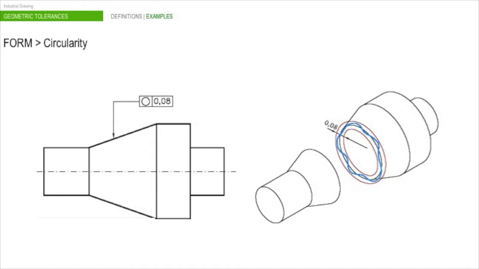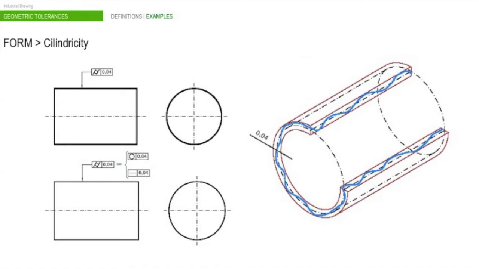The circularity characteristic indicates that the real curve must be between two circumferences whose radii difference is the tolerance, in this case 80 microns. The cylindricity characteristic is a combination of circularity and straightness characteristics. The real cylinder must be between two cylinders whose radii difference is the tolerance.